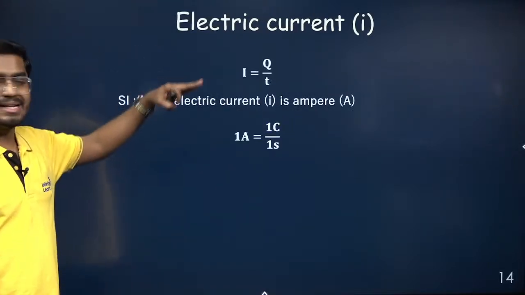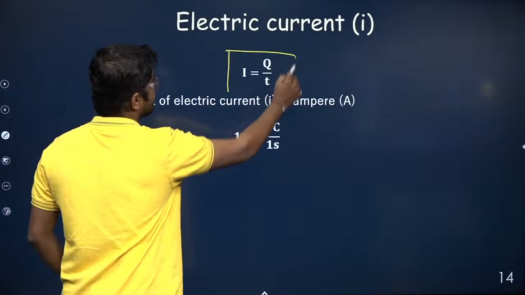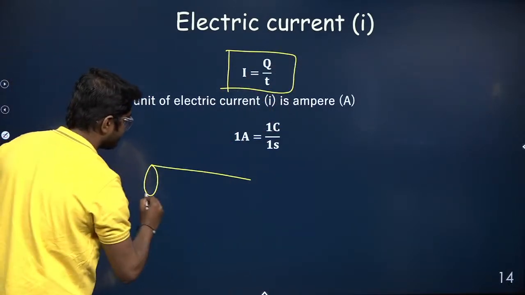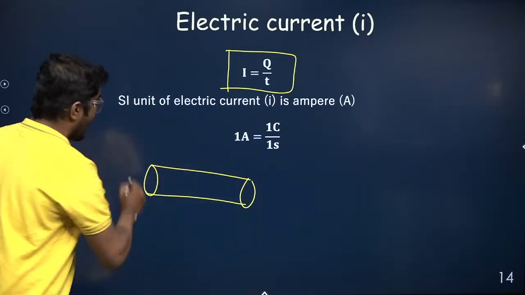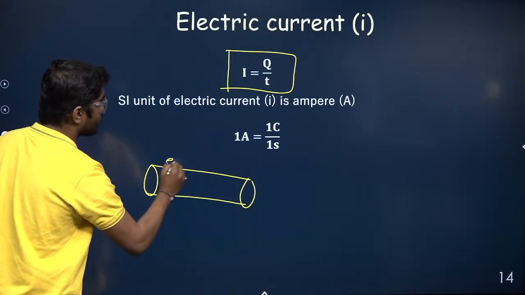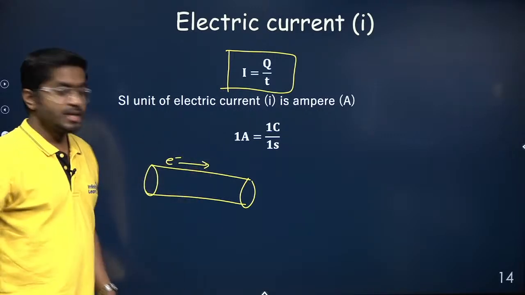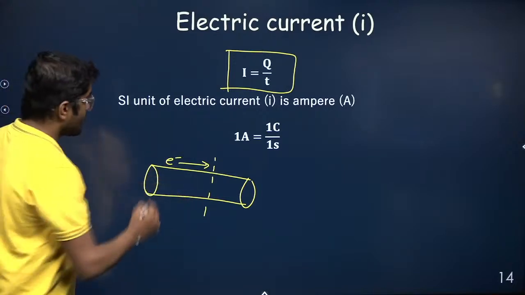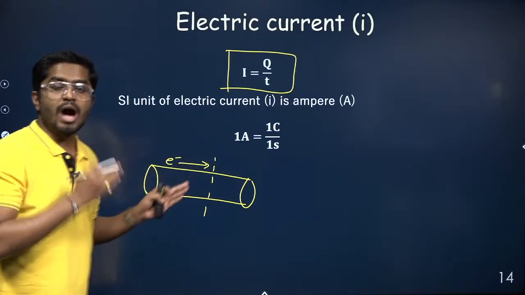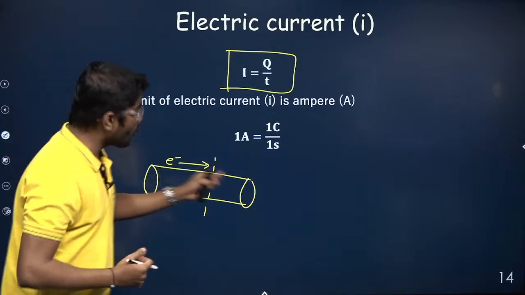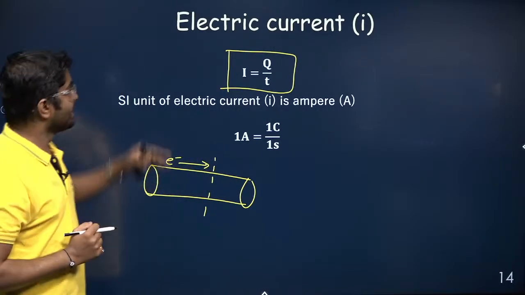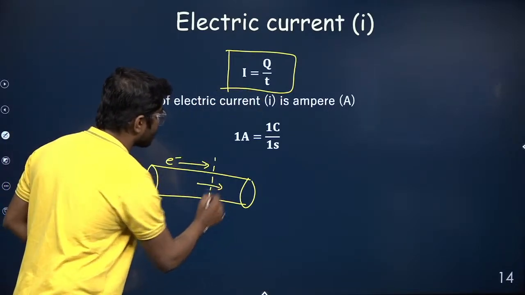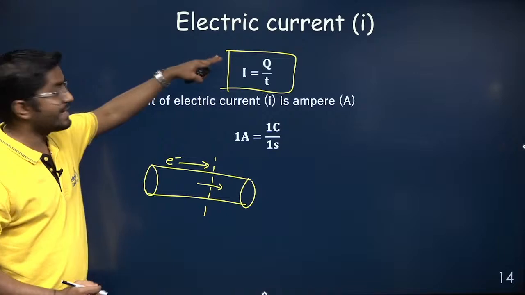Now what is electric current? Electric current is defined as Q over T. So what is Q? Let's suppose there is a metal wire and the electrons are flowing through it. If you take any cross section, how many charges are crossing this cross section in 1 second? That is Q divided by time. That is called electric current.